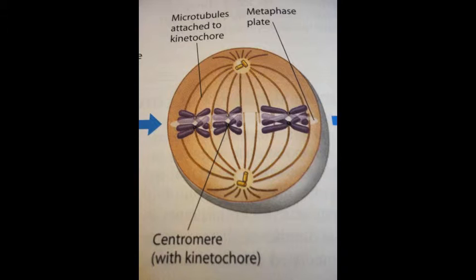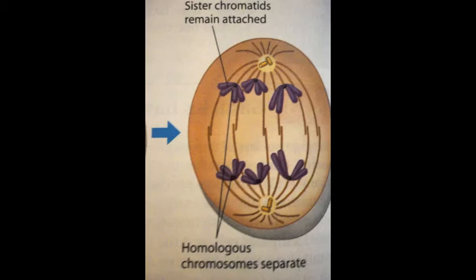Spindle microtubules are attached to kinetochores at centromeres. In each tetrad, the homologous chromosomes are held together at the sites of crossing over. Notice that for each tetrad, the spindle microtubules attached to one of the homologous chromosomes come from one pole of the cell, and the microtubules attached to the other homologous chromosome come from the opposite pole. With this arrangement, the homologous chromosomes of each tetrad are poised to move toward opposite poles of the cell.